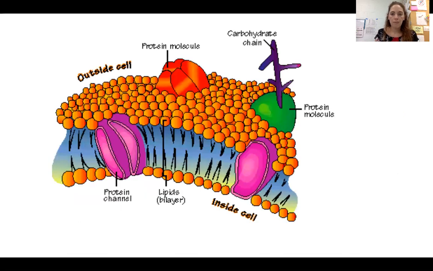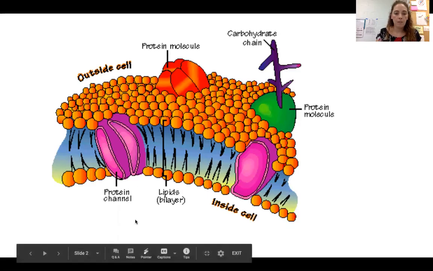So first, here's a basic diagram of a cell membrane. We have two layers of phospholipids, referred to as the phospholipid bilayer. We have a few different protein molecules and a carbohydrate chain. One of our proteins is specified as a protein channel.